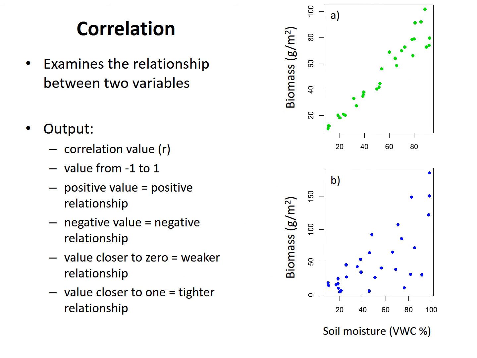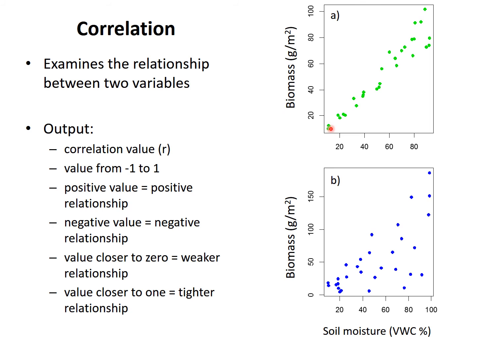So, in a correlation, we're examining the relationship between two variables. And the output from a correlation will be an R value. So what does this R value look like? It's a number between -1 and 1. And if it's positive, it suggests a positive relationship. So the same way that you have a positive relationship here, you see how as soil moisture increases, biomass increases. So there we have a positive relationship. If that was the inverse, in other words, if it was a negative number, there'd be a negative relationship. As one variable increases, the other decreases.